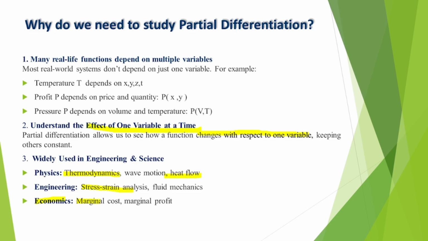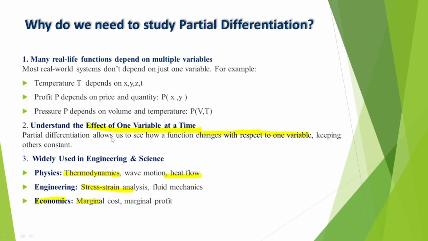Think about it. Many real life functions depend on multiple variables. For example, temperature depends on location and time. Profit P depends on price and quantity. Pressure P depends on volume and temperature. So, unlike school maths with only one variable, real world systems are multivariable, and we want to understand the effect of one variable at a time.